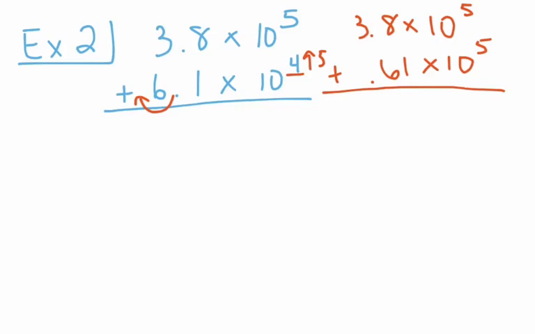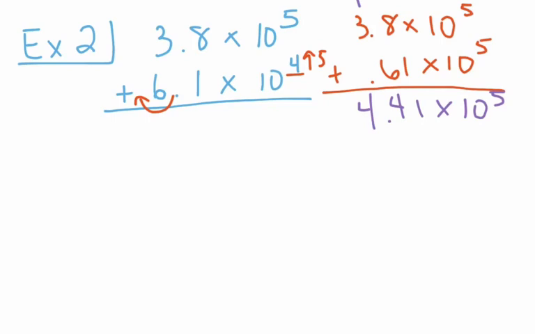So we're going to add 3.8 plus 0.61. And so when we do that, we get 1. 8 plus 6 is 14. Carry the 1. And we get 4.41 times 10 to the fifth power. All right, and that is our final answer there. 4.41 times 10 to the fifth.